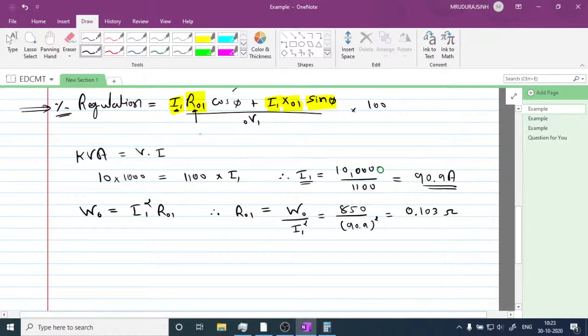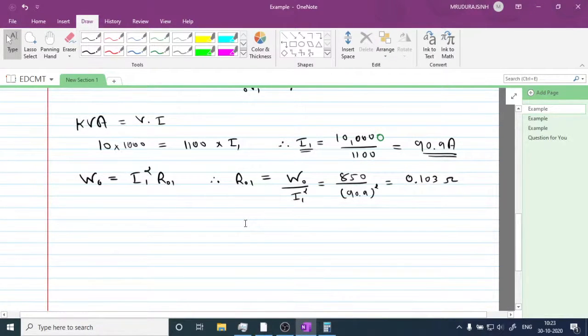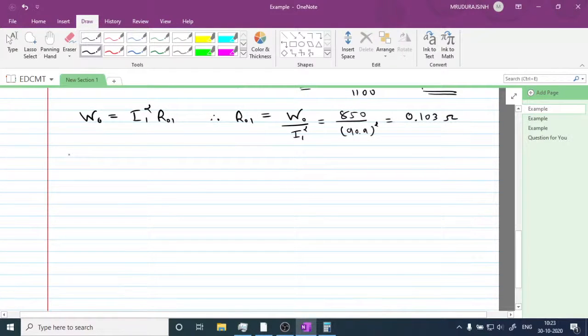So now the resistance R01 is known to us, and now we'll go for X01. See, do you remember this equation? Z is equal to under root R square plus X square. If we calculate Z, we can calculate the X using this equation. And to calculate Z, it's very easy. Why? Because we can use this equation.